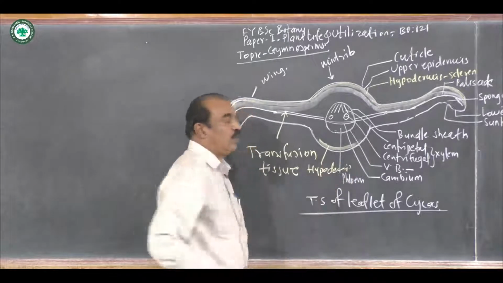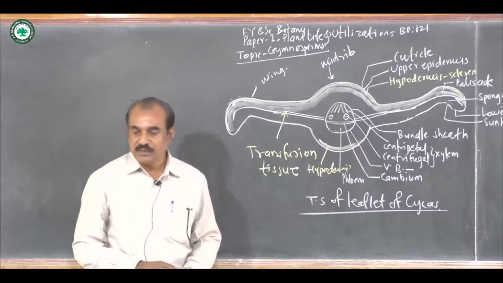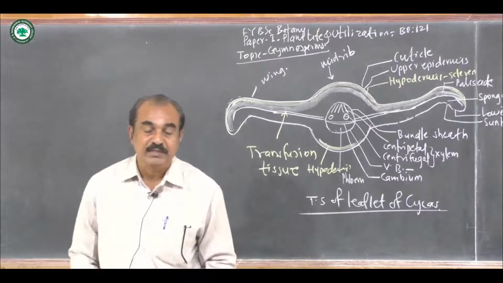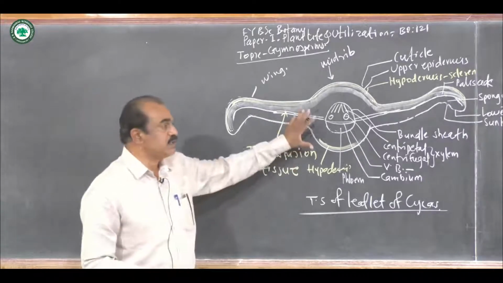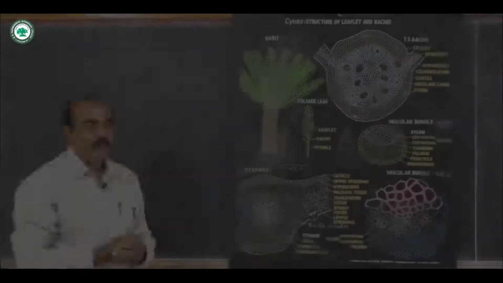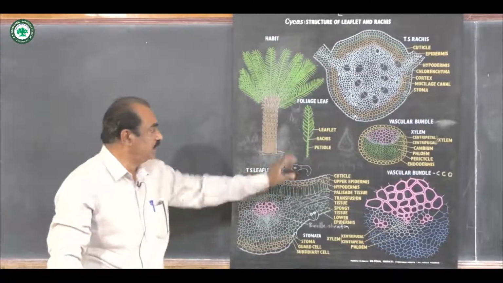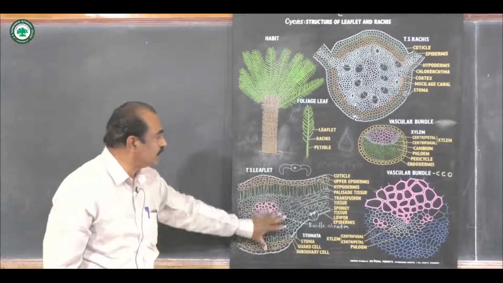Now this is just the outline. This is the outline of the TS of a leaflet of the Cycas. Now we are going to study the cellular details of this structure, that means the internal morphology in detail. This is the TS of a Cycas revoluta leaflet. Again, this is the outline, and these are all the cellular details.